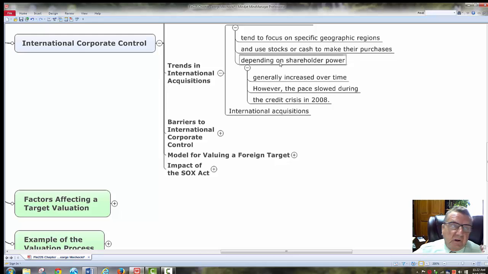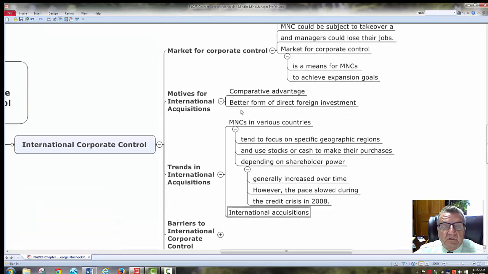When I look at shareholders' power, it's more the institutional ones. Who owns the majority of the shares that I have to satisfy? What are they looking for? They're looking for stability, they're looking for growth. Mostly they're looking for growth. Okay? International acquisitions. Looking good?